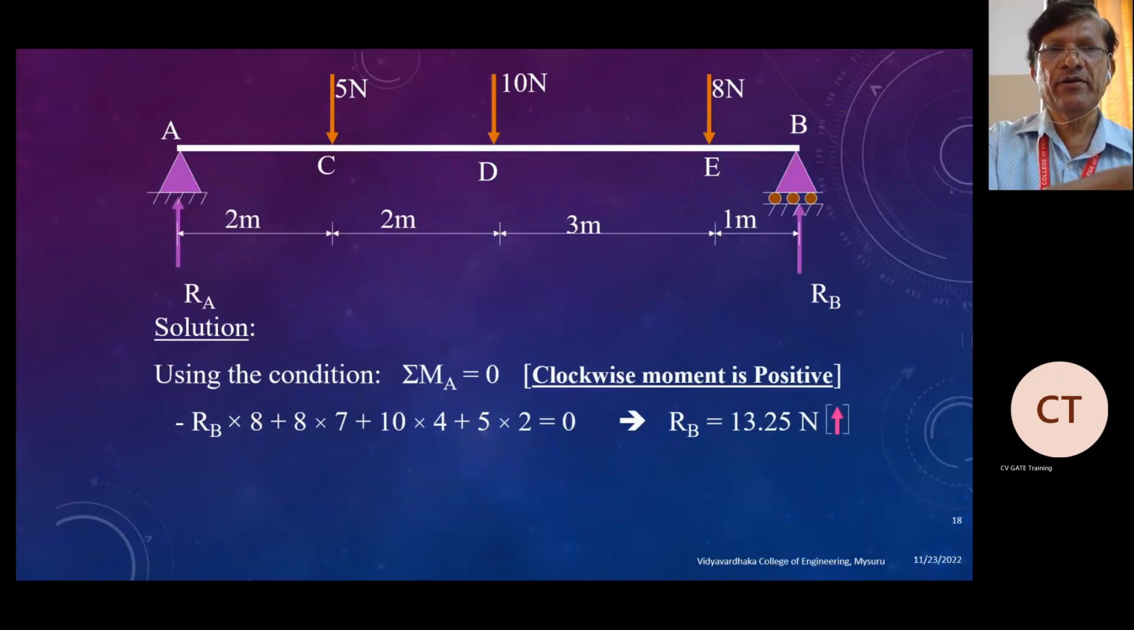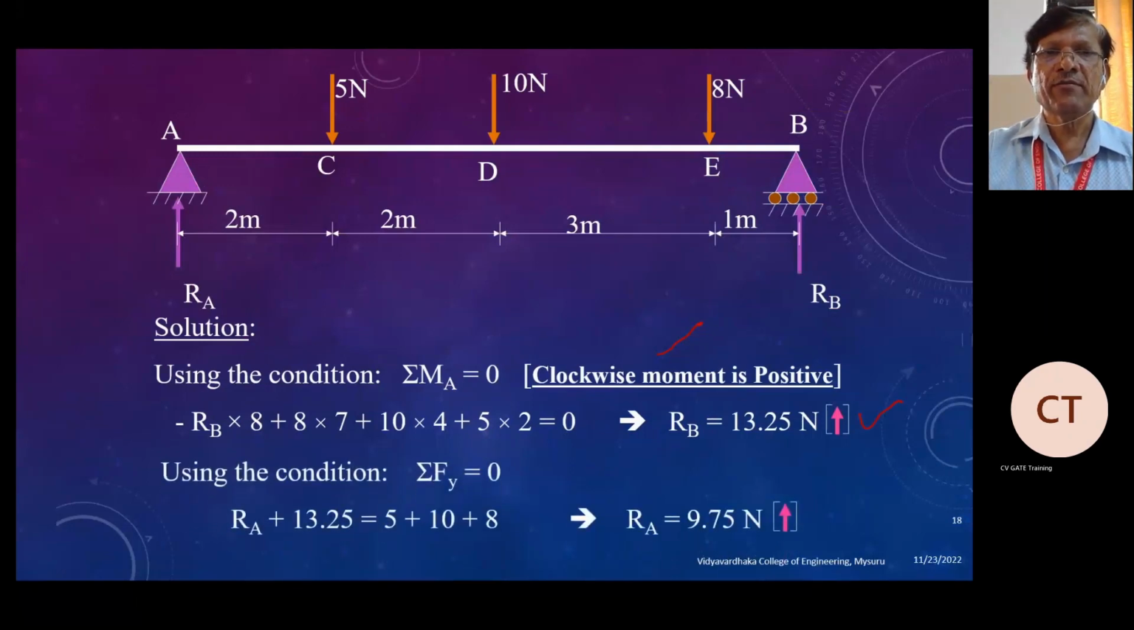If you want to calculate the reaction RB, you take the moment, sigma MA is equal to 0. Considering all clockwise moments as positive, we have RB into 8, and all the loads into their distances, and we get RB is equal to 13.25 Newton. If you take the summation of all the vertical forces, we can calculate the reaction RA is equal to 7.95 Newton.